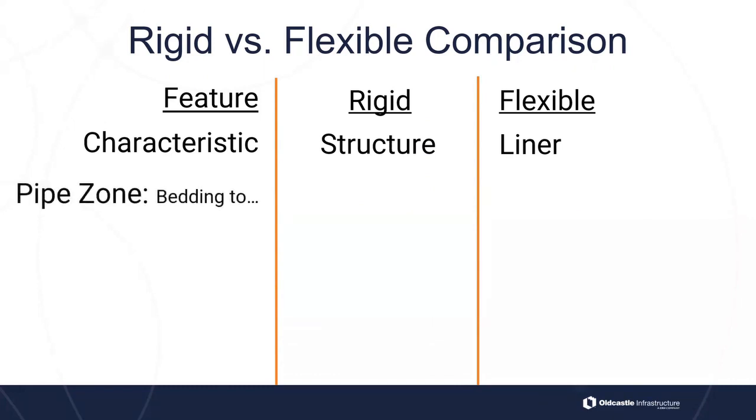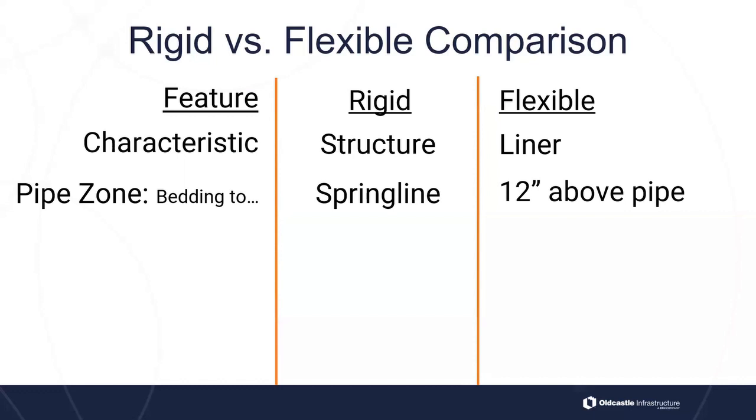All right. The pipe zone in rigid pipe is from the bedding to the spring line. That is the pipe zone. And in flexible pipe, it is to approximately 12 inches above the pipe minimum. Some sizes of pipe and some installation methods may require more cover on top of the pipe for that pipe zone. But generally speaking, the pipe zone would be the bedding to spring line for a rigid pipe or RCP, and to about 12 inches above the pipe for flexible, whether that's plastic or metal pipe.